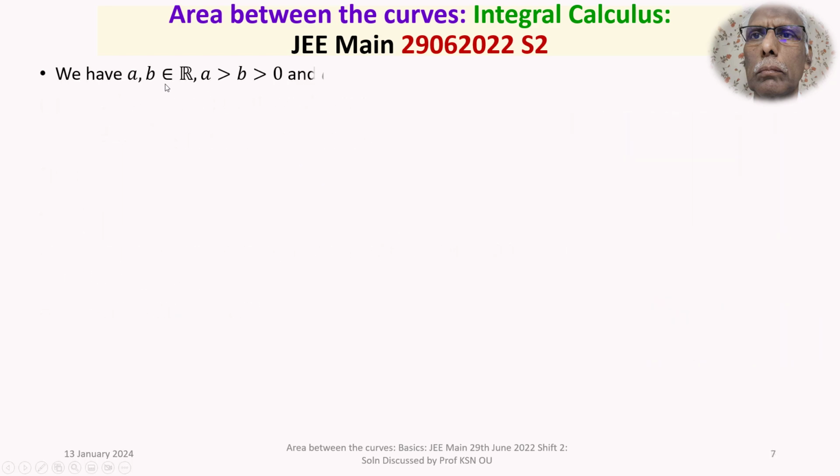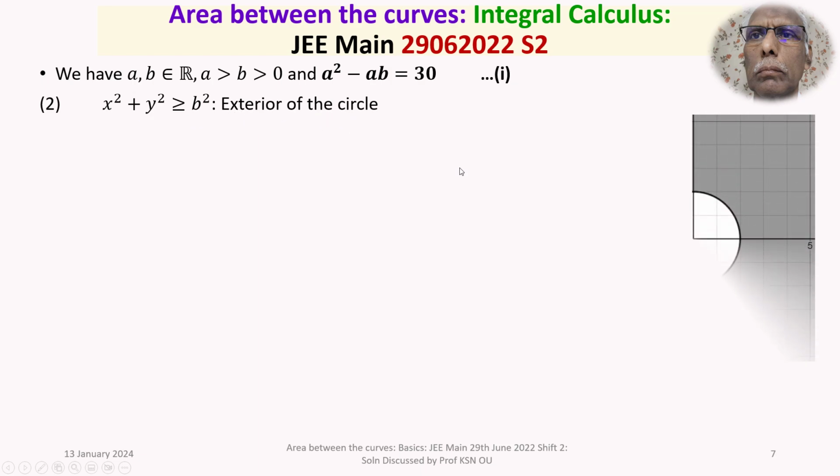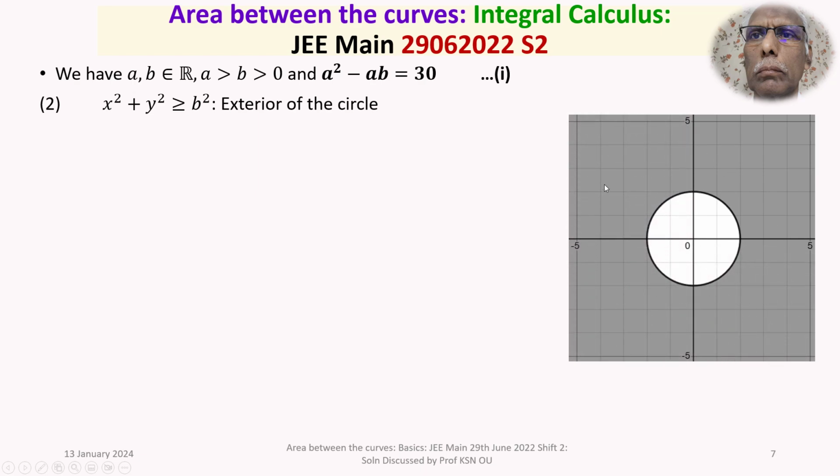We have a, b belongs to R and a greater than b greater than 0, and we have already seen in the first slide a square minus ab is equal to 30, which is equation 1. Now we go to case 2. X square plus y square is greater than or equal to b square. It is the exterior of the circle. X square plus y square is equal to b square. That is the exterior. Right. And b is the semi-minor axis of this ellipse, and a is the semi-major axis.